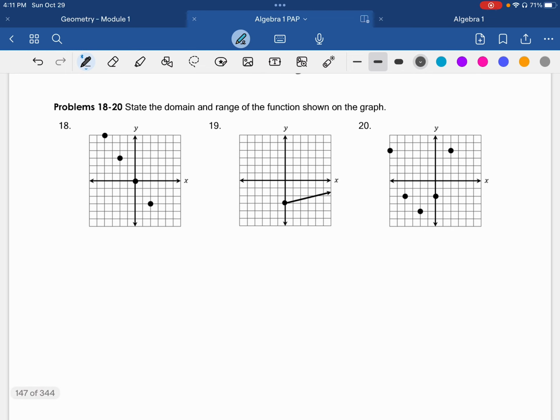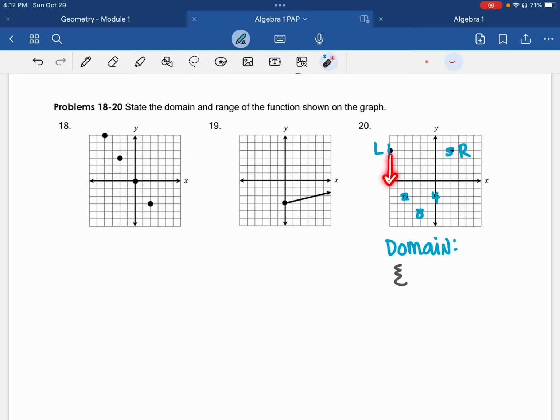And finally, let's go ahead and take a look at number 20. In something like number 20, remember you want to go ahead and list your domain as all of your x values. So we're going to list our domain as our x values of our points. We're going to start with the left one, and we're going to end with the right one. So we need to put them in order. So we're going to go point 1, point 2, point 3, point 4, point 5. Those are the ways that we're going to list them, but we're going to list them on their x values.